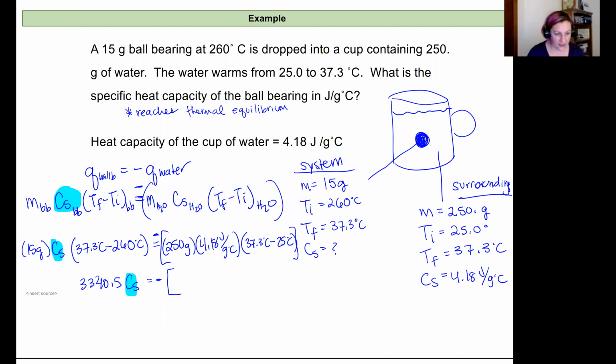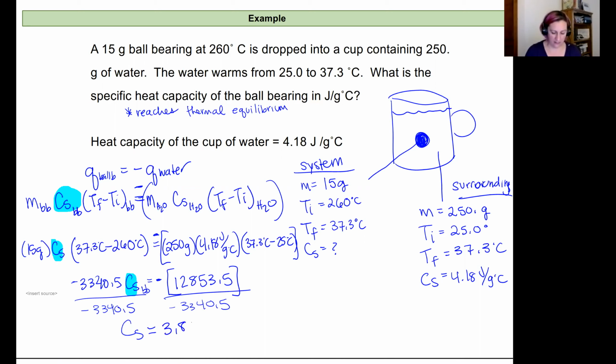So we have 3,340.5 times our specific heat capacity of the ball bearing is equal to the negative of a value that's 12,853.5. So I can divide both sides and calculate the specific heat capacity of that ball bearing. And so I get a value that is equal to 3.85 joules per gram degrees Celsius. And I noticed I had forgotten my negative symbol on the 3,340.5, so I just added that in.